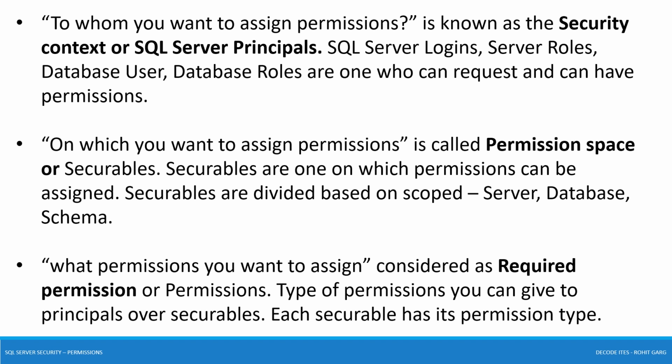What permission you want to assign is considered the required permissions, or permissions. These are the types of permissions you can give to a principal over securables. Each securable has its own permission types. So these three elements help you in deciding to whom you want to assign permission, on which you want to assign permission, and what permissions you want to assign.